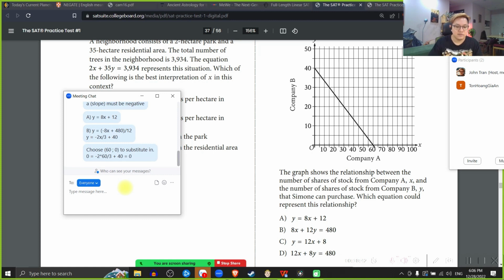So B is a good answer. Or C, how about C? C is not a good answer because the A is a positive value, right? The slope is a positive value, so C is also not correct.